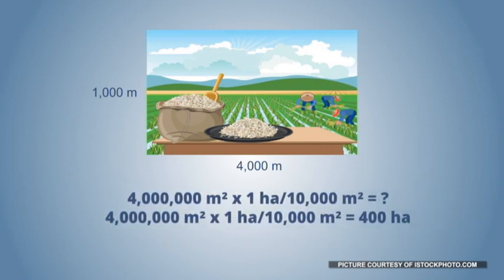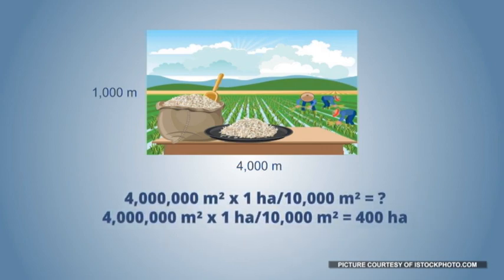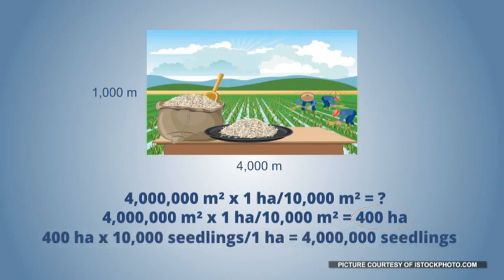Now, we convert our measurement to hectares. That's 4 million square meters multiplied by 1 hectare over 10,000 square meters or 400 hectares. We can now get the number of seedlings needed to use in the whole area. Simply multiply 400 hectares by 10,000 seedlings per hectare to get 4 million seedlings.